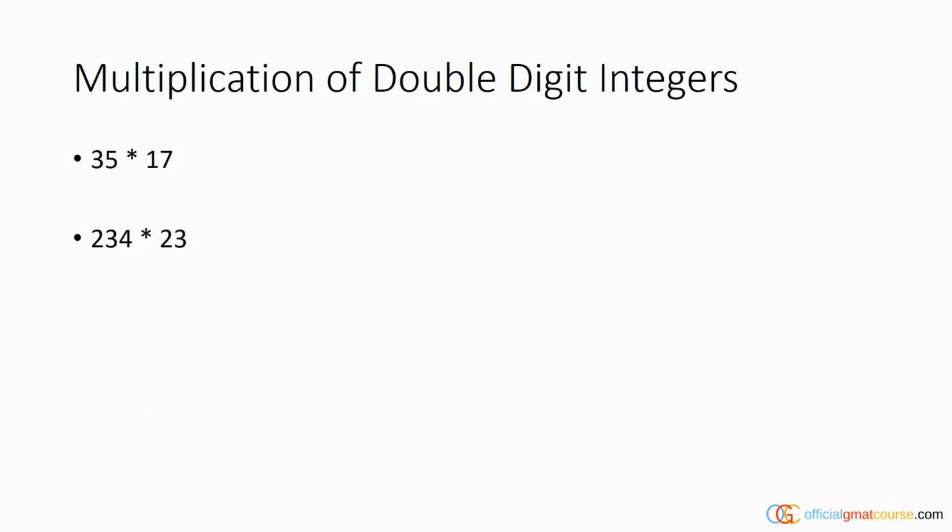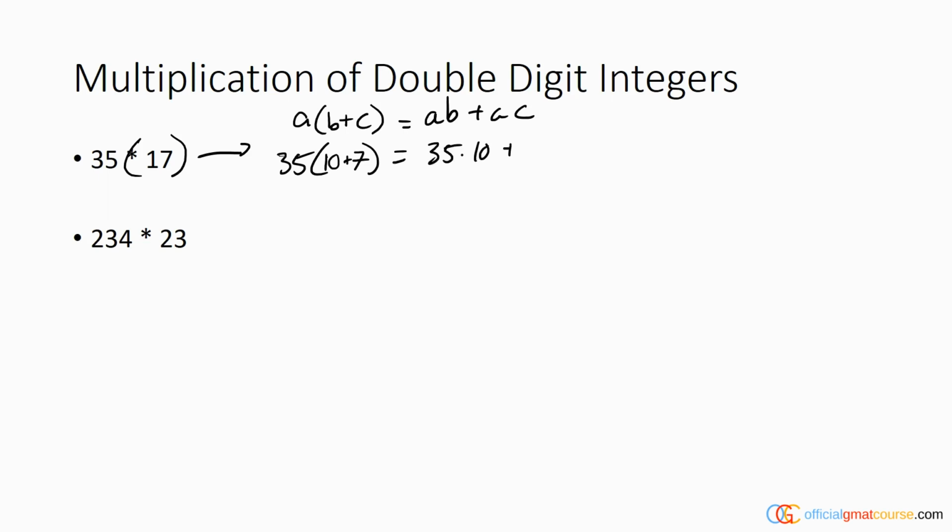Let's review a couple ways that we can solve tough multiplication using different methods. My preferred method is distribution. Distribution basically says that a times (b plus c) is equal to a times b plus a times c. What that would mean in this situation is 35 times (10 plus 7), I like to break up the tens and the units place, is equal to 35 times 10 plus 35 times 7.